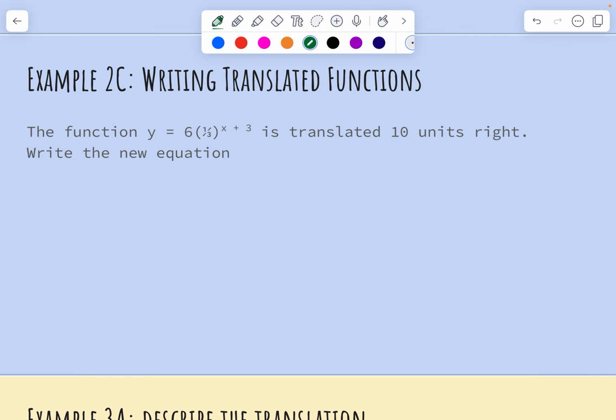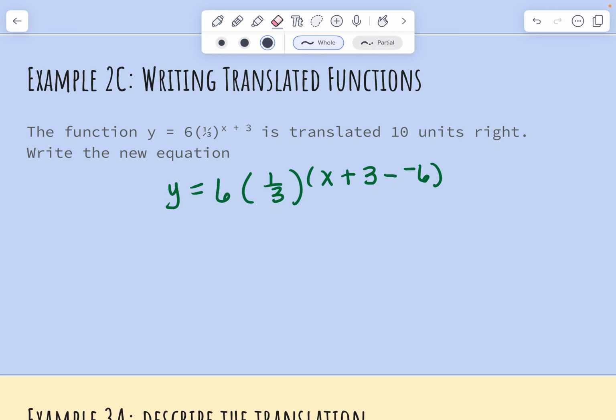The function y equals 6 times 1/3 to the x plus 3 is translated 10 units right. Write the new equation. So y equals 6 times 1/3 to the x plus 3. But now we're moving 6 units right. So I'm going to subtract negative 6, which is the same, sorry, not negative 6, so I'm going to subtract 6.